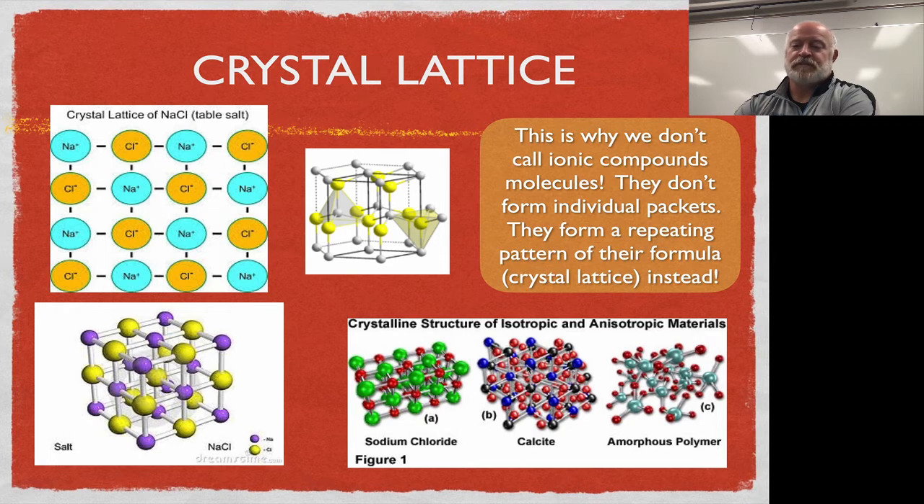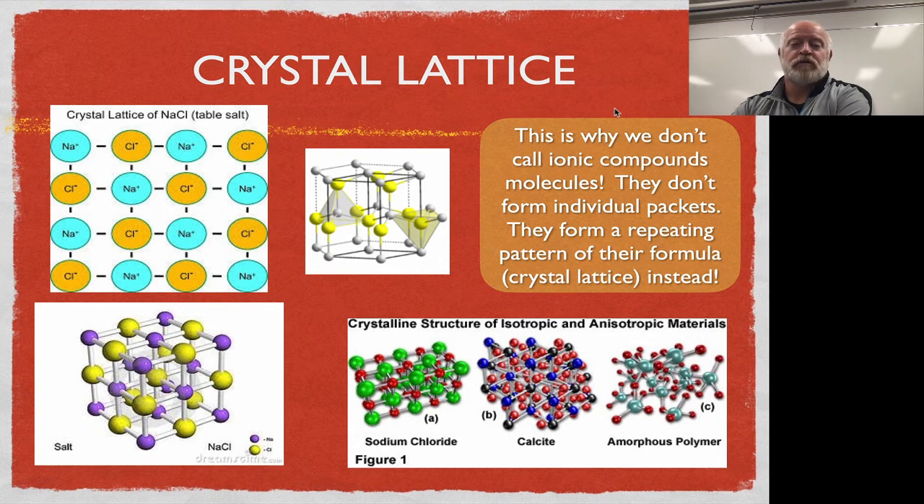So these are some different examples of crystalline structures. Here's calcite, sodium chloride, here's another salt one. I don't remember what this one is. But they all form these very geometric crystalline structures. As a result, this is why we don't call ionic compounds molecules, okay?